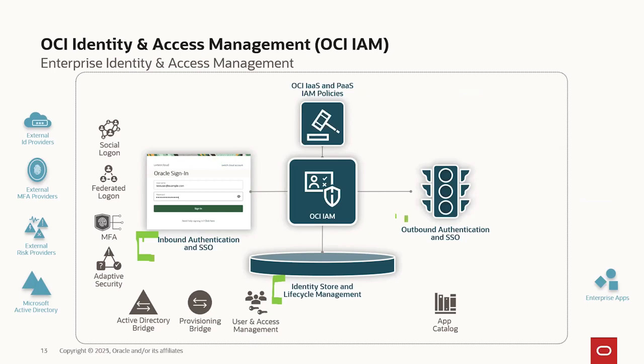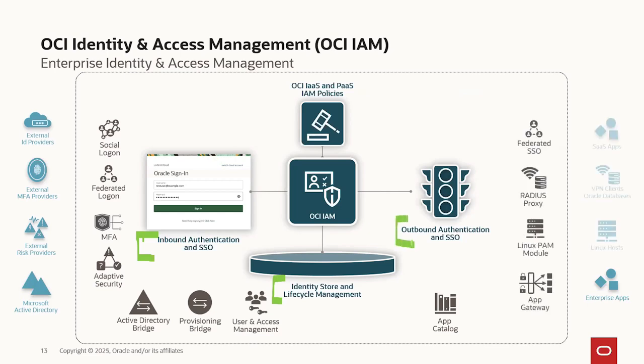Third, we have our outbound authentication and SSO. So after we know who the user is and what permissions they have, this is how we'll enable single sign-on to target applications. We, of course, support open standards and protocols like SAML and OpenID Connect, but standards-based federation leaves out a lot of applications. We have an app gateway that enables SSO to enterprise apps.